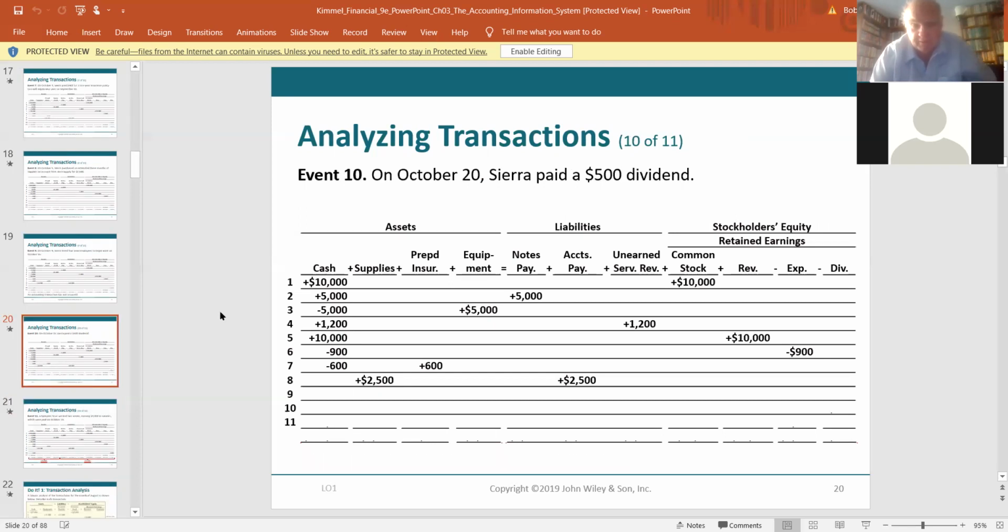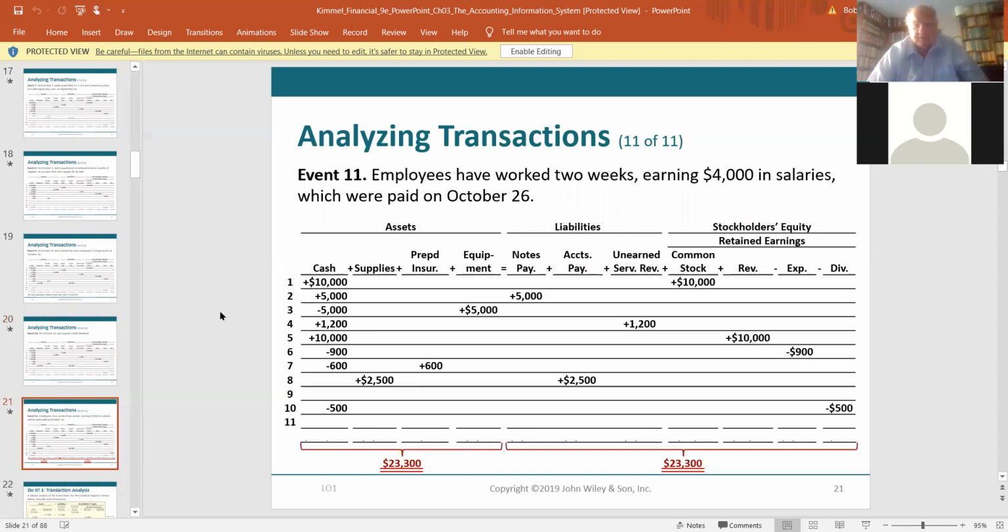So that's right. On October 20, Sierra paid a $500 dividend. Well, cash is going to go down and dividends will go up. The dividend is a payment to a stockholder for holding the stock. Companies don't have to pay them. Some regularly do, some never pay a dividend. And it affects the dividends and cash.